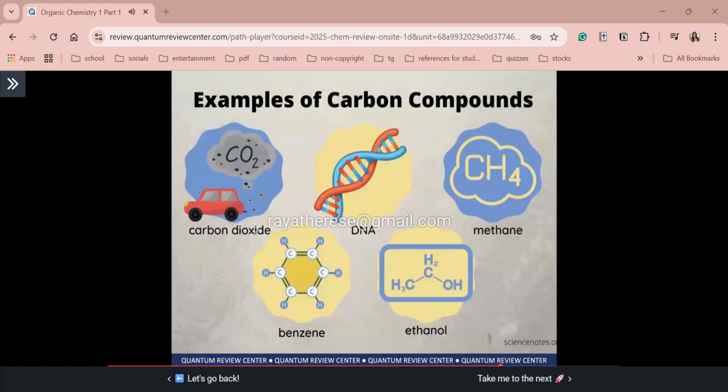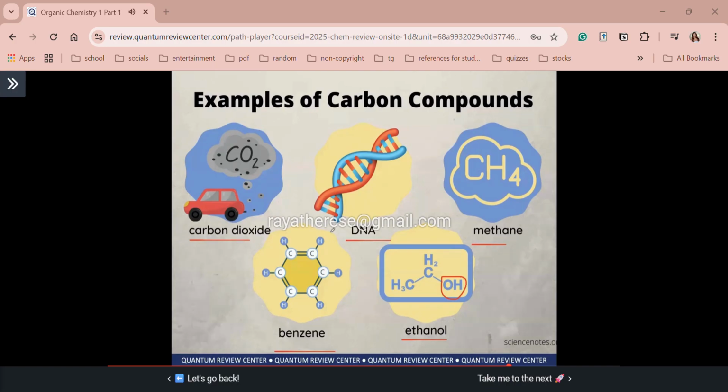Recall, here we have examples of carbon compounds. Firstly, through combustion, we produce mainly carbon dioxide. We will discuss this, don't worry, in our alkanes discussion. As our genetic imprint, I hope you are familiar, we have DNA. For methane, of course, the primary component of natural gas. We have a sneak peek for our fourth example. This is benzene, a type of aromatic compound. And lastly, what is this functional group? Check the structure. It has a hydroxyl. Ethanol is an alcohol functional group.